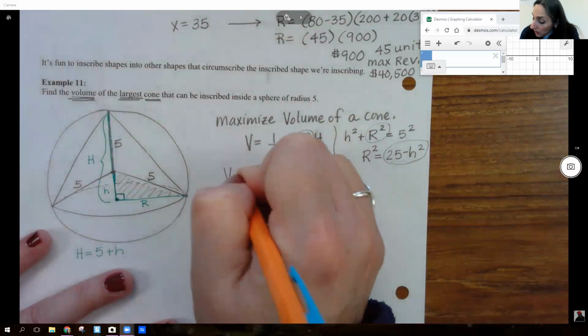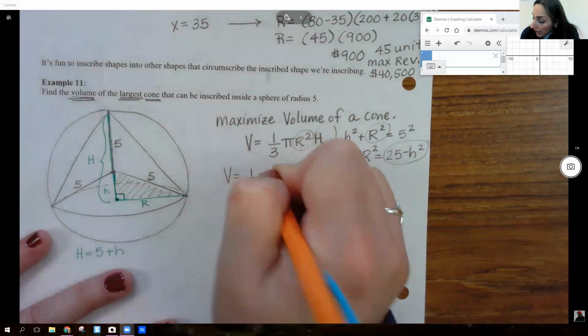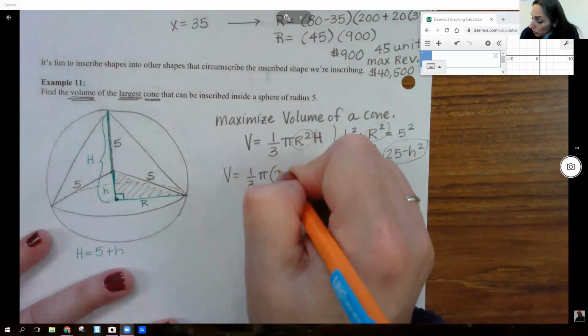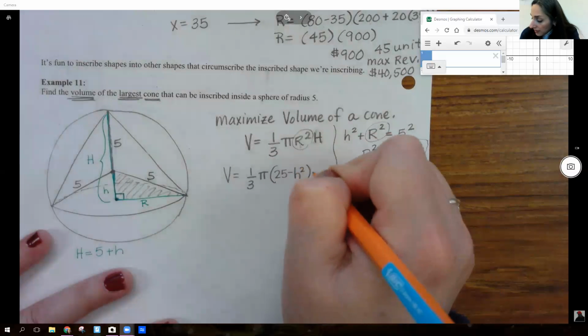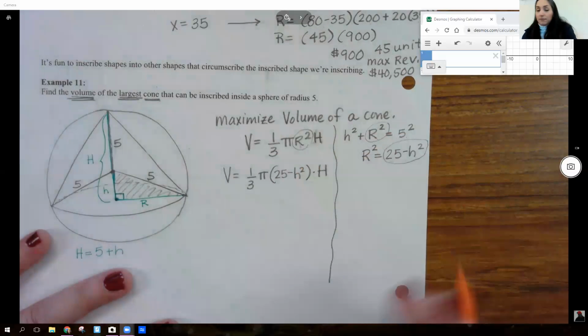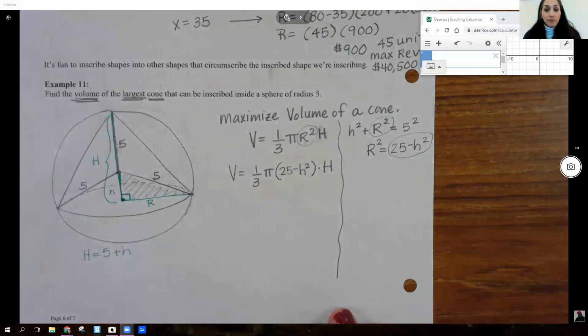So volume equals 1/3 pi times 25 minus h squared times big H. All right, now we're pretty close. At least we have the letter H, but unfortunately we have little h and we have big H. We can't have two different kinds of H's. Gotta have the same kind.